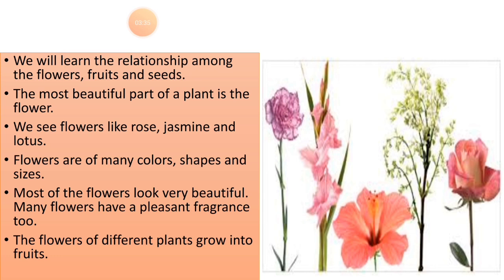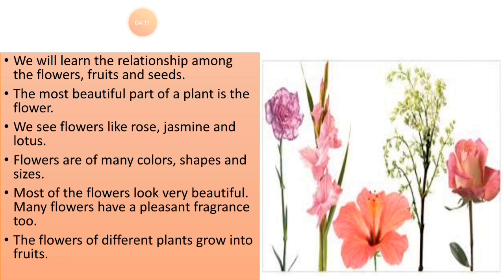Obviously, whenever we see a plant with a flower, we first get attracted to the flower. Why? Because it is so beautiful for our sight. So we see flowers like rose, jasmine and lotus. We have so many flowers in nature, and flowers, as we said, are of many colors, so many shapes and so many sizes.